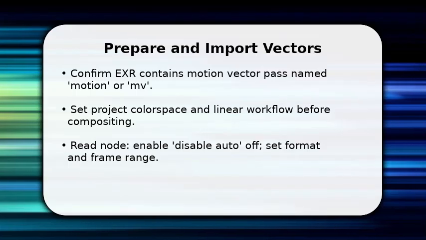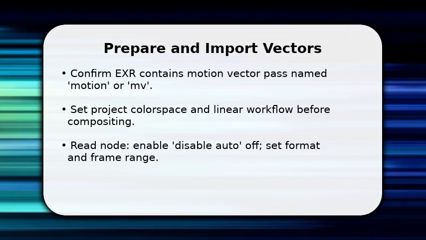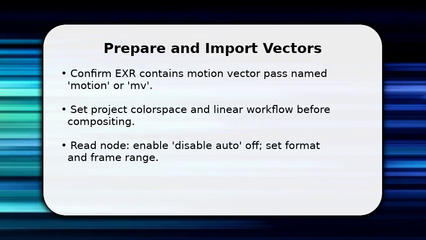You start by verifying the plate contains a motion vector EXR pass and importing it correctly. Open a read node and choose the EXR, then ensure the vector layer name matches what Nuke expects. Once done, set your project to linear color and match formats to avoid resampling errors.